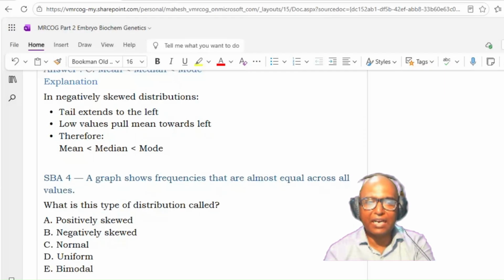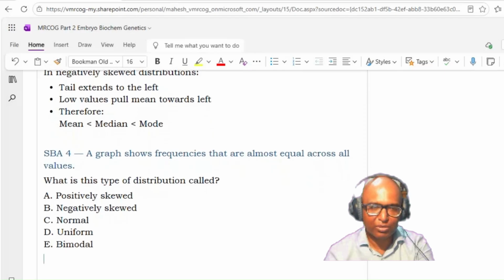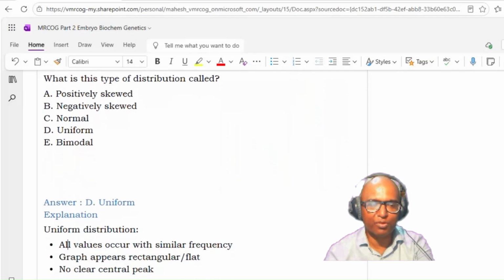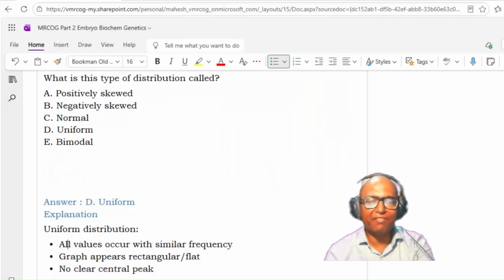Frequencies are almost equal across all values. So there is no variation at all here. So it is going to be uniform distribution. In a uniform distribution, all values occur with similar frequency. The graph appears either rectangular or flat. No clear central peak will be there.